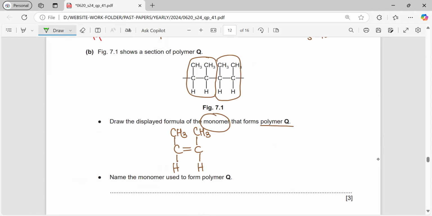Name the monomer used. Now to name this monomer, we will number the carbon chain. So we have 1 carbon, 2, 3, and 4. It's a 4 carbon with a double bond, so it means it should be butene. And the double bond is present on carbon number 2 and 3. So its name will be but-2-ene.